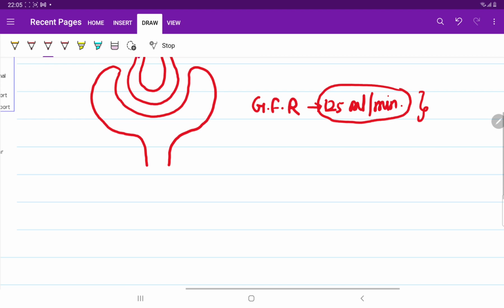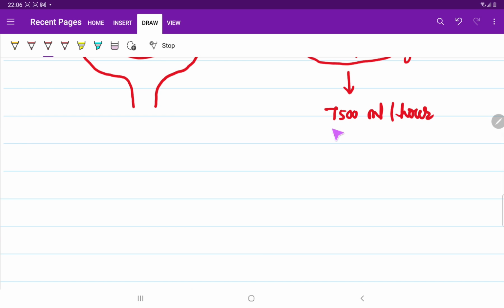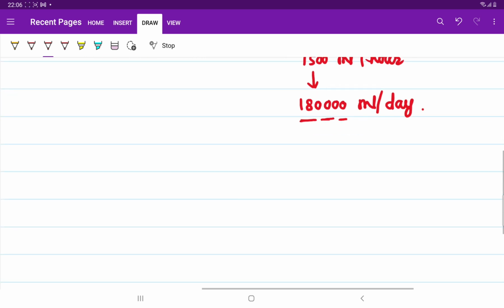One minute, 125 ml. So what about 60 minutes, students? Approximately 7500 ml per hour. And what about 24 hours? In 24 hours it will be 180,000 ml per day, right? We all know this is the volume of filtrate formed per day. But do you think that we pass urine 180 liter per day? No. Out of this 180 liter, only 1% approximately forms urine.